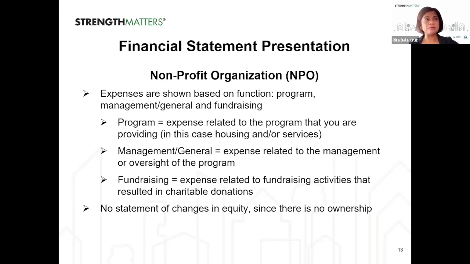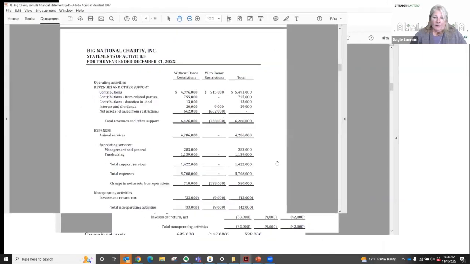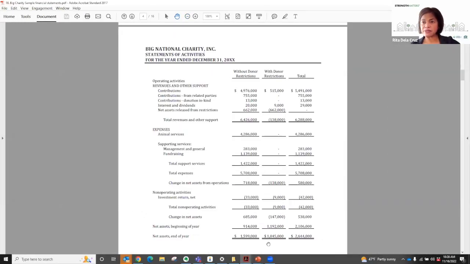Right, and do you want to show, Gail? You want to pull those up? Yeah. Okay. So let's start with this, the statements of activities, and then I can go to the functional expense.